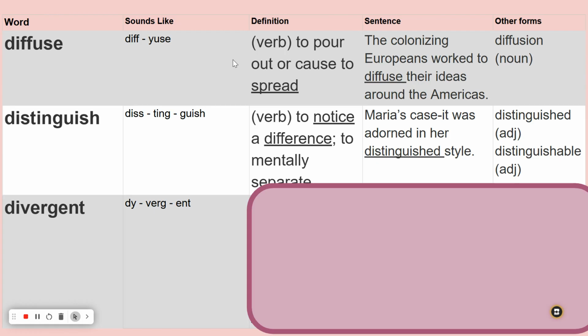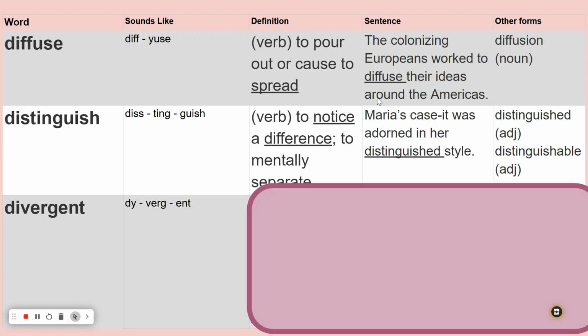Maria's case was adorned in her distinguished style. It's unique to her. You can look at it and know that it's Maria's. Distinguished is an adjective. It could also be a verb if you told something apart or identified something. Distinguishable means it's standout. It's able to be identified.